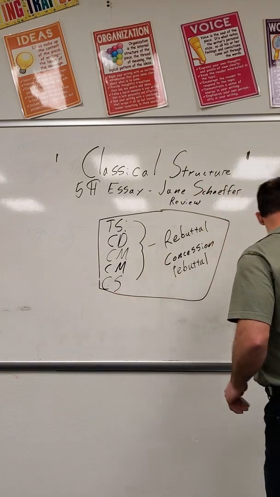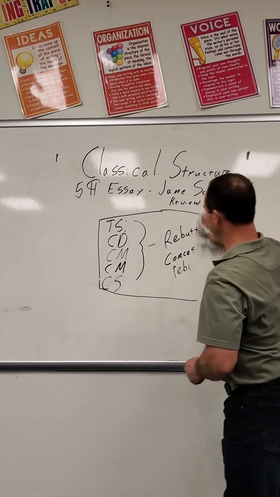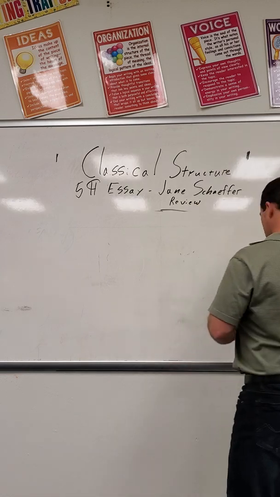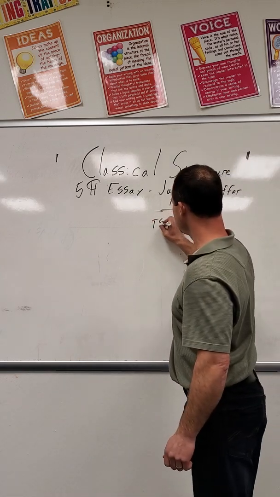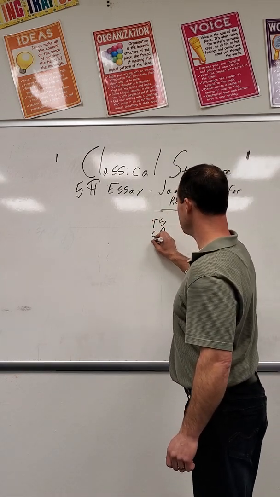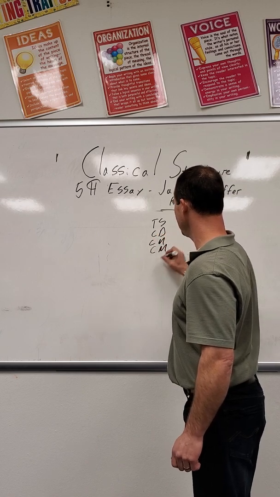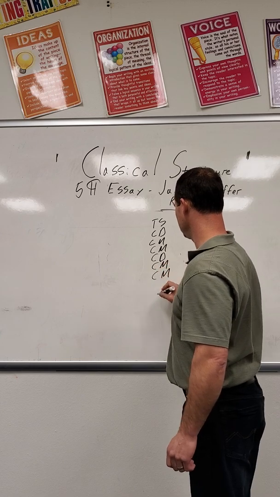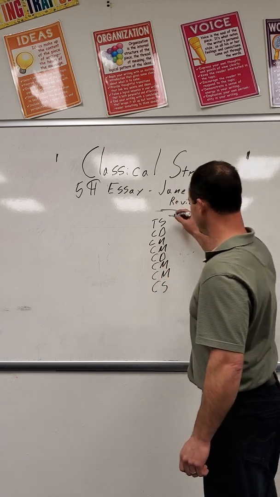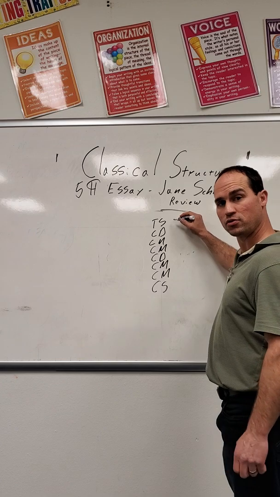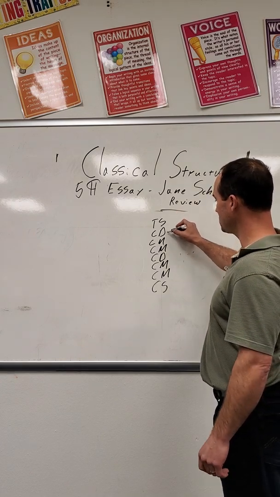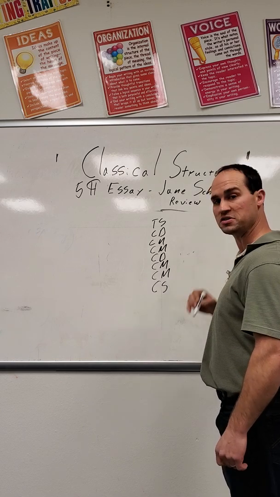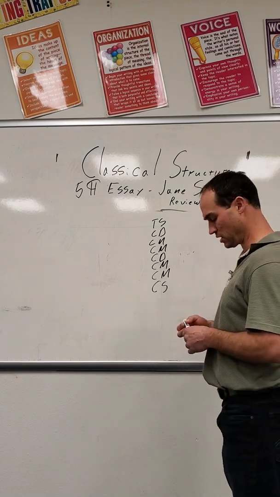Okay, so you've got 3 body paragraphs that are structured with 2 chunks each. So again, they look like TS, CD, CM, CM, CD, CM, CM, CS. Okay, so that's the structure of your 3 body paragraphs. Topic sentence, concrete detail, commentary, commentary. Concrete detail, commentary, commentary, and a closing sentence for each of those 3 body paragraphs.